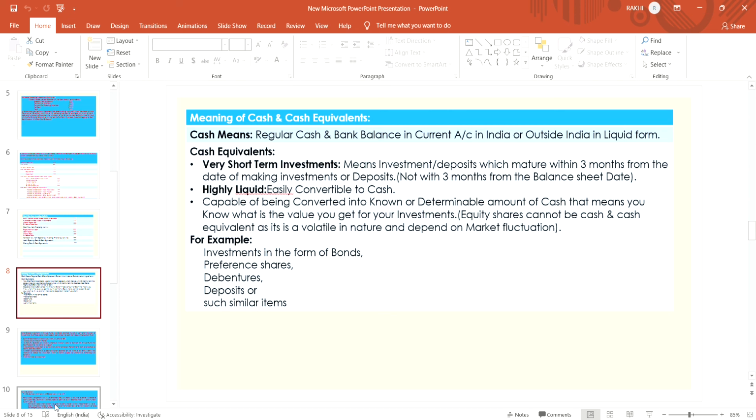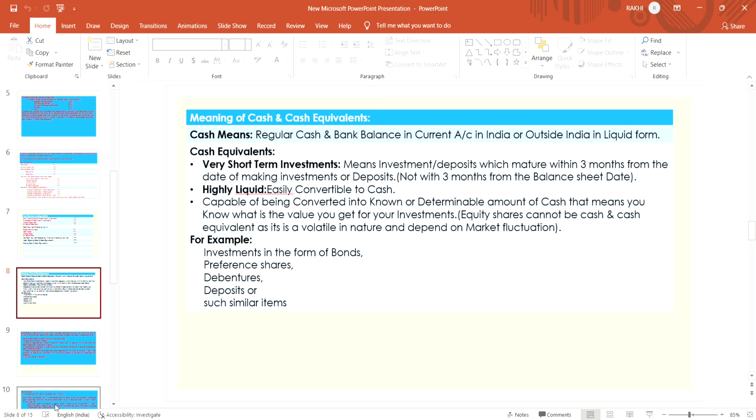Cash equivalent means what? There we will check the nature of cash equivalent. It is very highly liquid, easily convertible to cash, capable of being converted into a known or determinable amount of cash. That means you know what value you get from your investment.